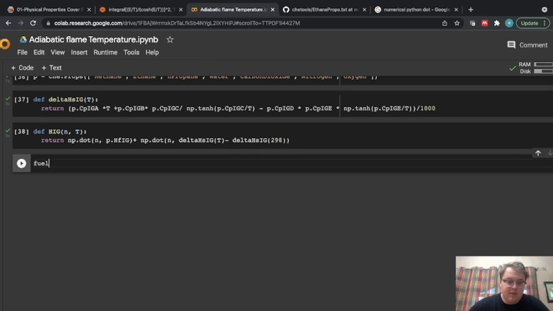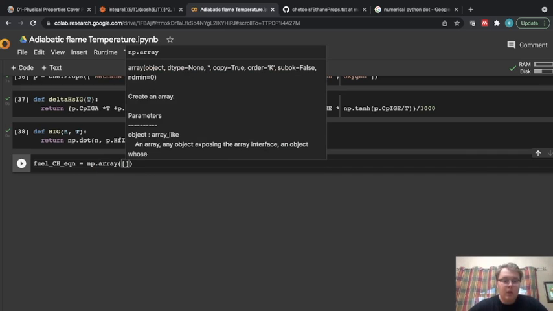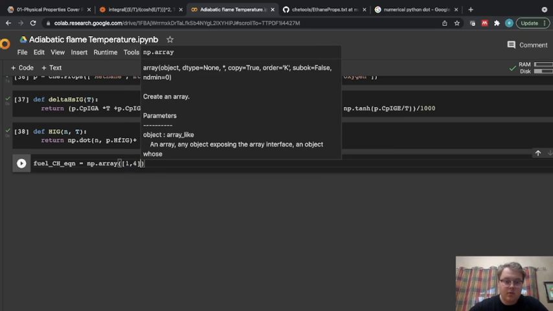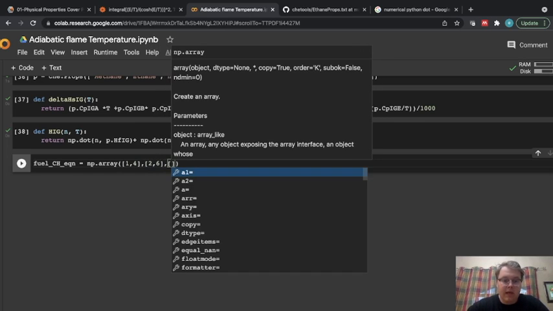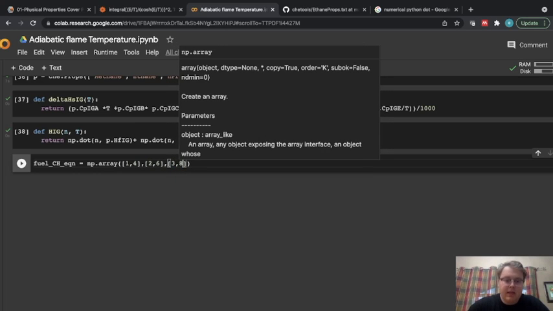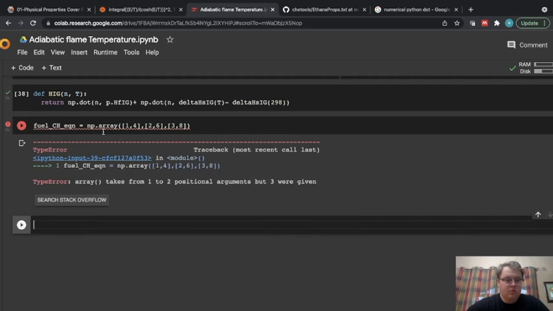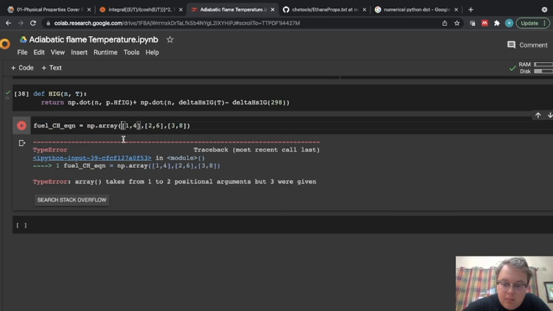So I'm going to say that that is fuel of carbons and hydrogens in my equations, and this is going to be equal to a numpy array of the carbons and hydrogens. So for methane, I have 1 carbon, 4 hydrogens. For ethane, I have 2 carbons and 6 hydrogens. And then for N-propane, I have 3 carbons and 8 hydrogens. Okay. Oh, oops. I forgot a bracket.